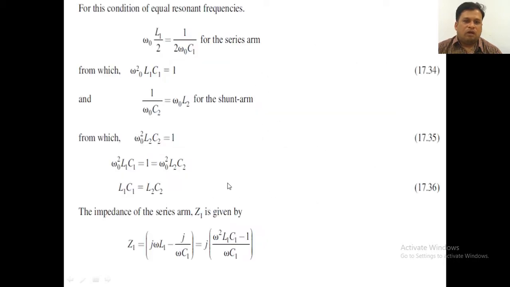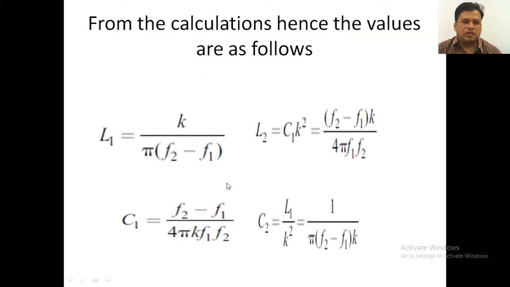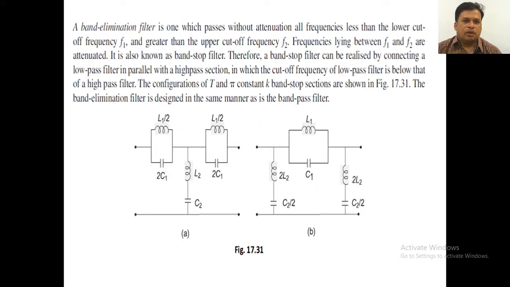Now the other filter is called the band elimination filter. Band pass filter is different and band elimination filter is different. The band elimination filter is the opposite of the band pass filter. It passes without attenuation all the frequencies less than the lower cutoff frequency F1 and greater than the upper cutoff frequency F2. Frequencies lying between F1 and F2 are attenuated, meaning they are stopped. So it is also known as a band stop filter.